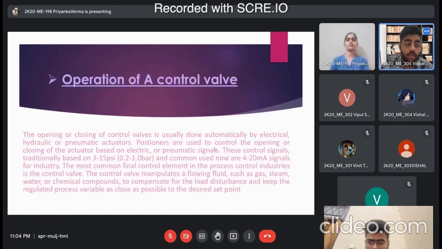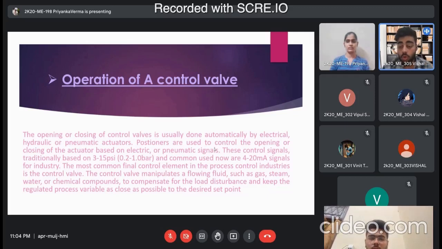Next slide. Operation of a control valve. Electrical, hydraulic, and pneumatic actuators often open or close the control valve automatically. Positioners are used to regulate the actuator's opening or closing in response to electric or pneumatic impulses. These signals, which were previously based on 3 to 15 psi, that is 0.2 to 1 bar pressure, are now typically used in industry as 4 to 20 mA signals.